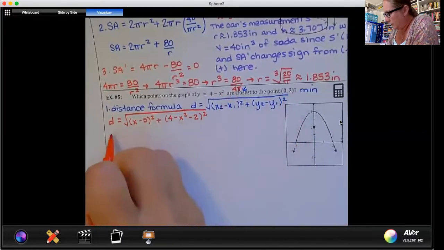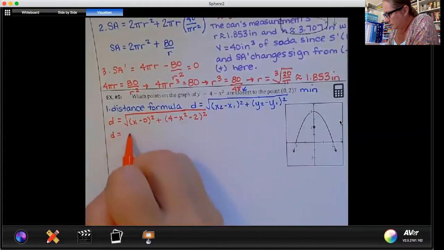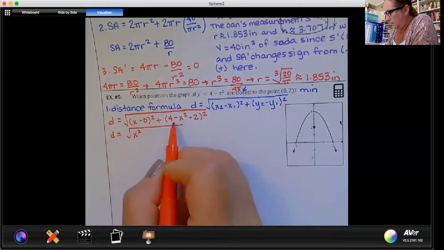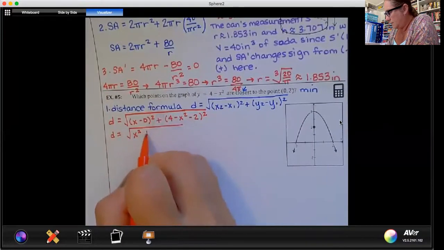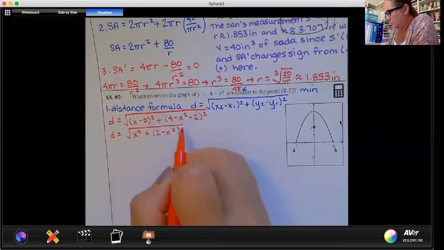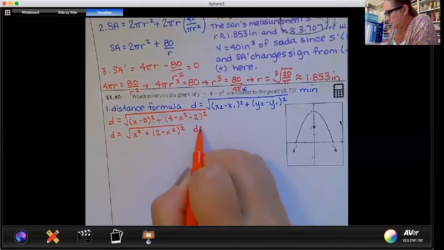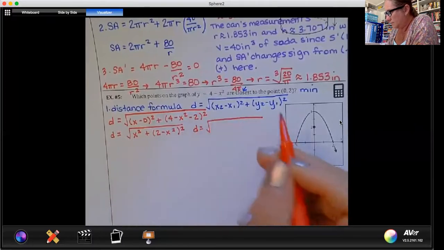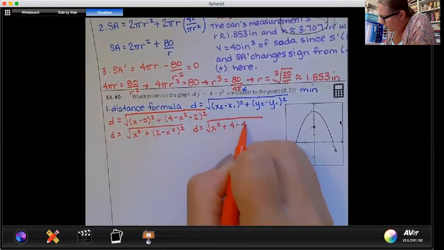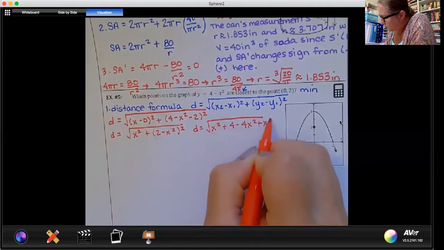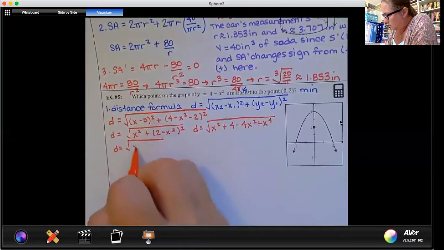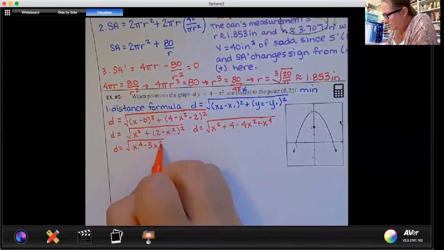So we're going to clean that up a little bit. And we're going to get the x squared, and this is going to be 2 minus x squared, squared. So that's x squared plus 4 minus 4x squared plus x to the 4th. And then finally, we get to our distance, which is x to the 4th minus 3x squared plus 4.